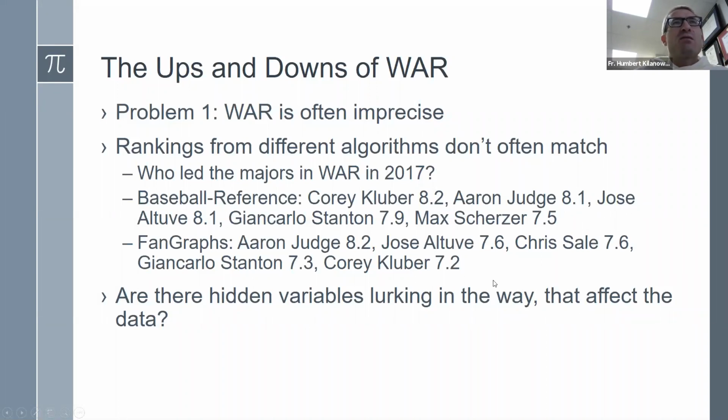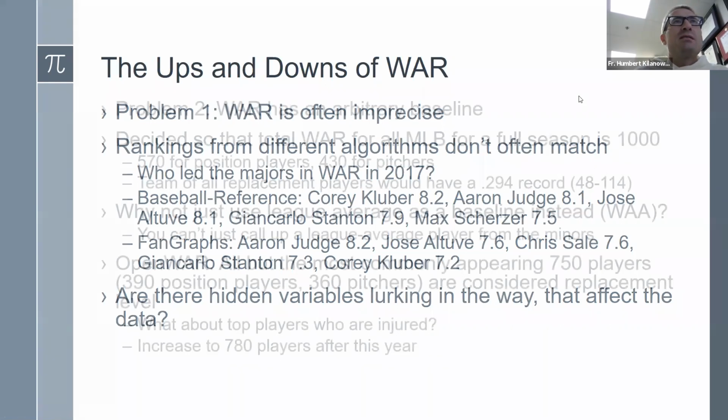But if you ask Fangraphs, Aaron Judge was the runaway winner over Altuve. So Judge, according to Fangraphs, should have won the MVP. And in fact, he probably should have won the MVP anyway, because Jose Altuve had the benefit of the sign stealing that year. Plus, if you ask Fangraphs, Chris Sale was the most valuable pitcher with the Red Sox, ahead of Kluber. So the algorithms don't even agree with each other. So are there hidden variables that affect the way the data are being compiled? So that's the first issue.